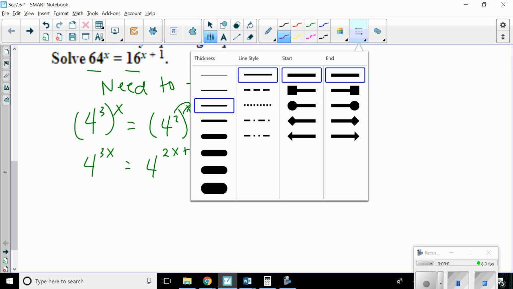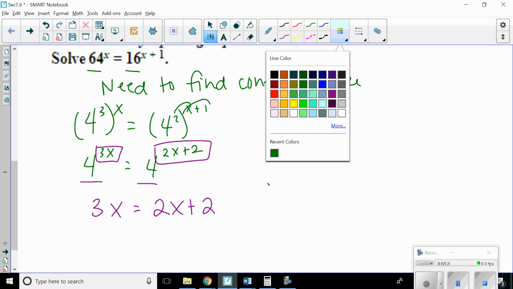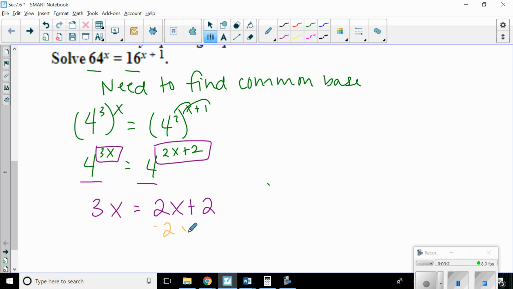Now, since both of these have base 4, we know that our exponents are equal based on that property of equality for exponential equations. So now we know that 3x is equal to 2x plus 2. Now we're solving for x. We're going to subtract 2x from both sides, and we're left with x equals 2.